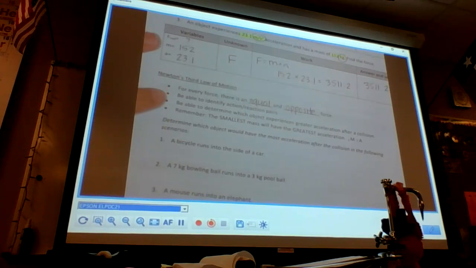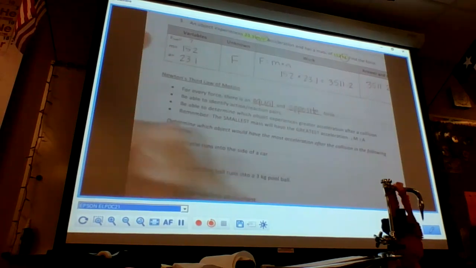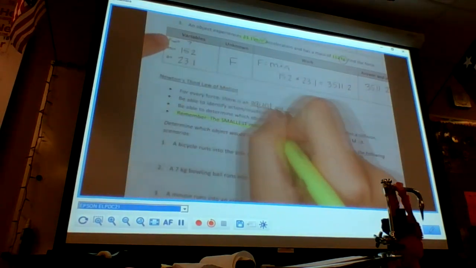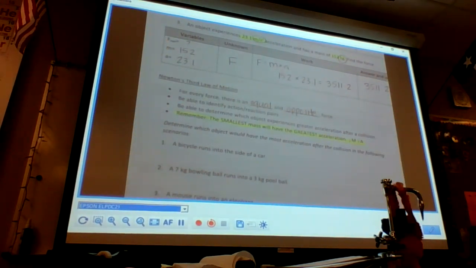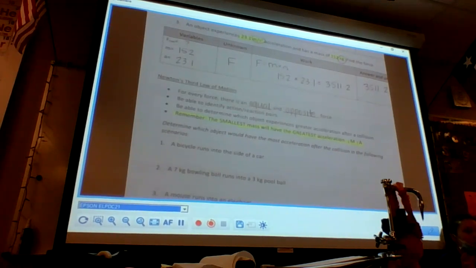Be able to determine which object experiences greater acceleration after a collision. We will talk about that down here. Remember, the smallest mass will have the greatest acceleration. Okay? So on number 1, remember smallest mass has greater acceleration.